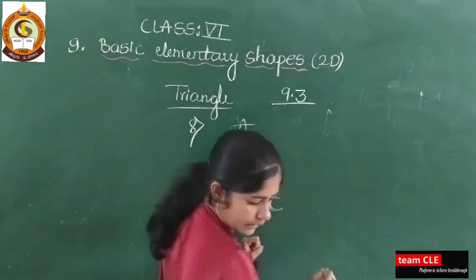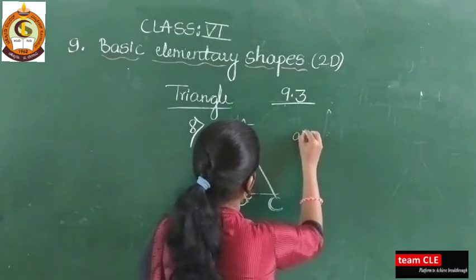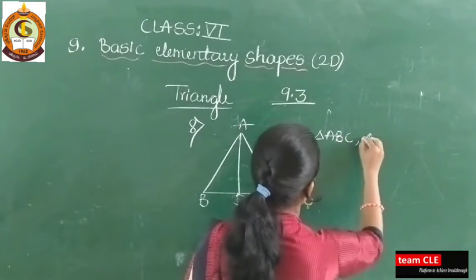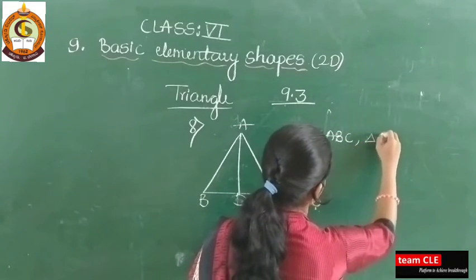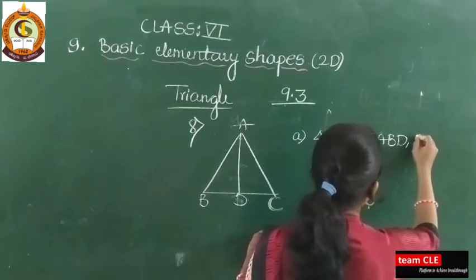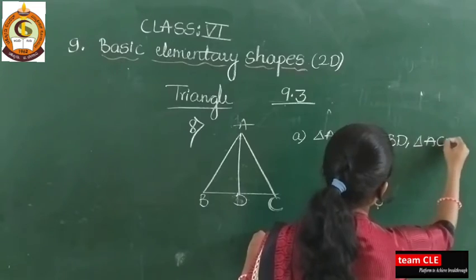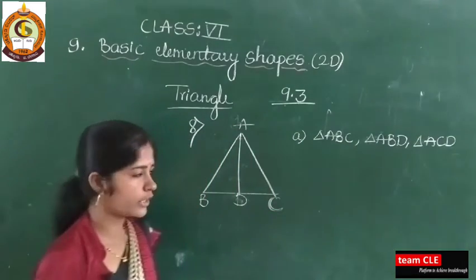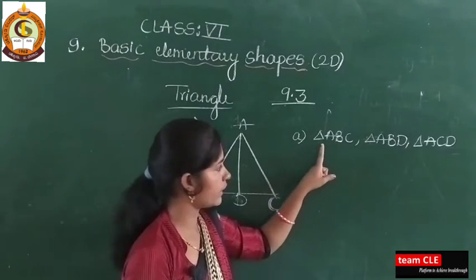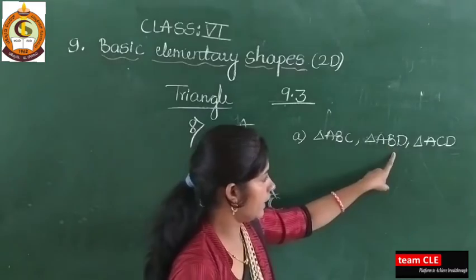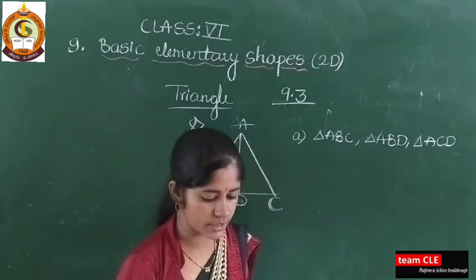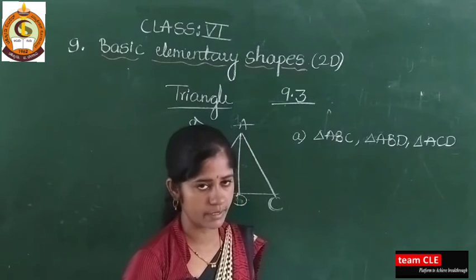So here 8th main A: triangle ABC, next triangle ABD, and one more is triangle ACD. Understood? So total how many triangles are there here? 3 triangles are there. Symbolically you have to write triangle ABC, triangle ABD, triangle ACD. Okay, clear?